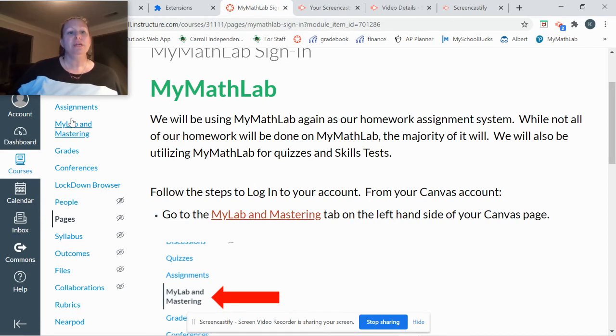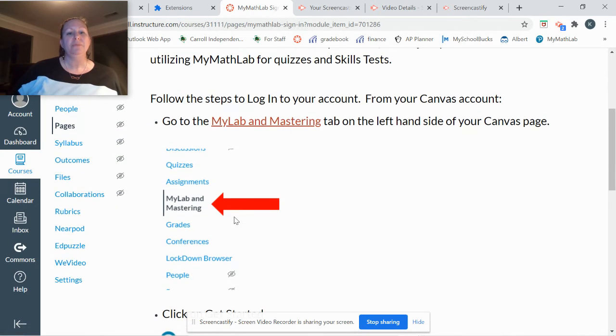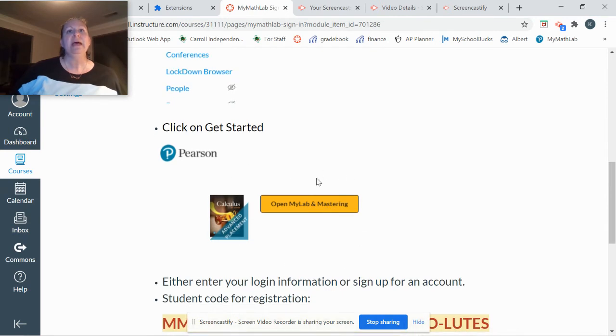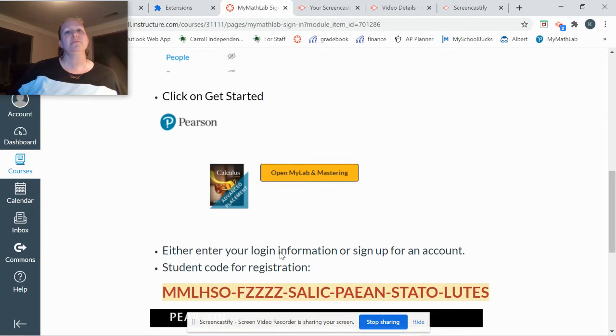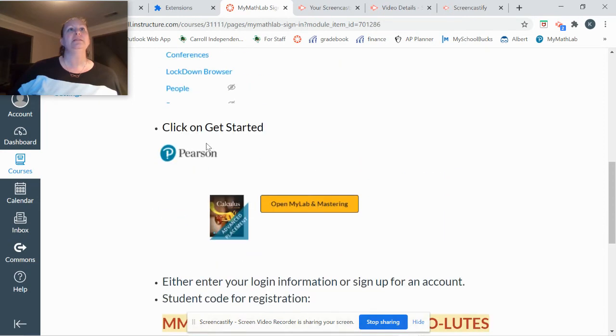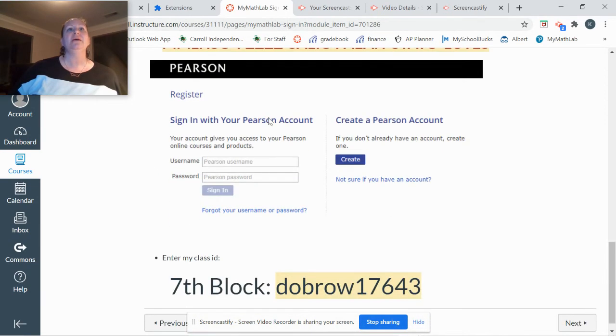So over here on the left-hand side of Canvas, you'll see this MyLab and Mastering tab. You're going to go there to MyLab and Mastering, and it should bring up a page. It's not going to say this because this is mine and I've already registered and assigned the book. But you should be able to click something like Get Started and then be faced with this page right here.